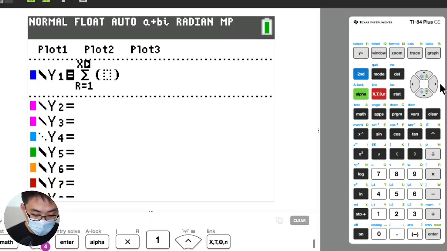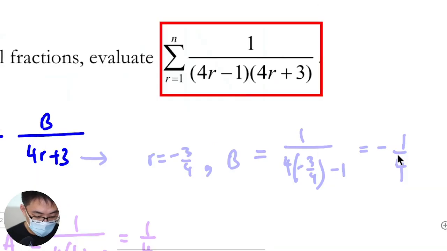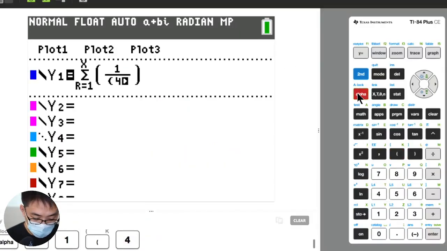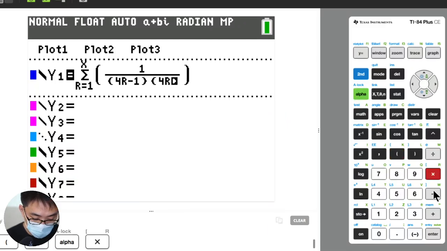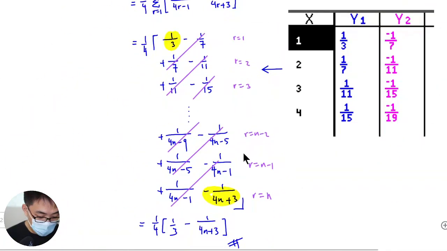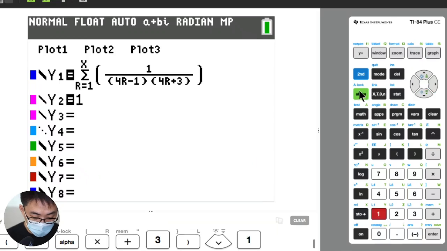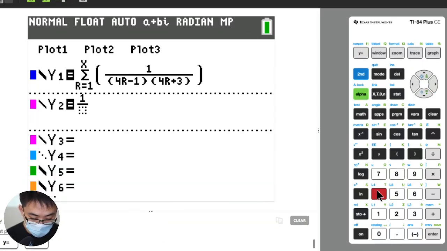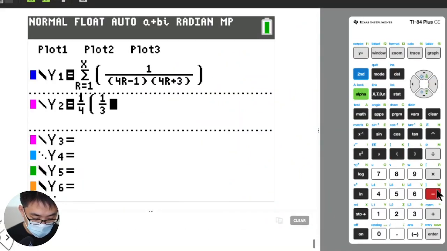So this is 1. Then you just put 4r minus 1, 4r plus 3. You can actually check your answer like that. Then after that, you key in what you found in exams. So remember this n is x. So this is 1/4, 1/3 minus.